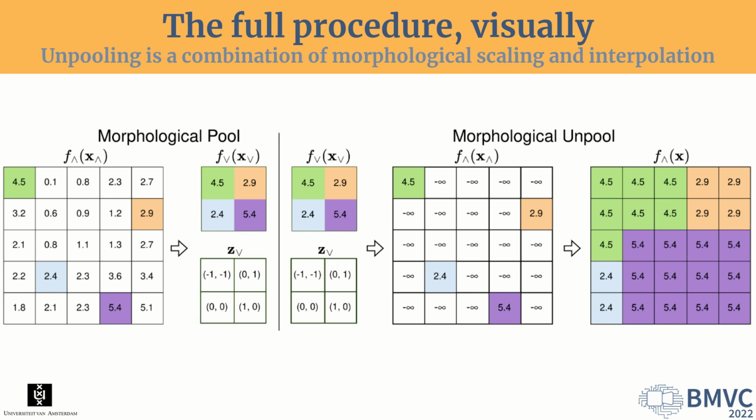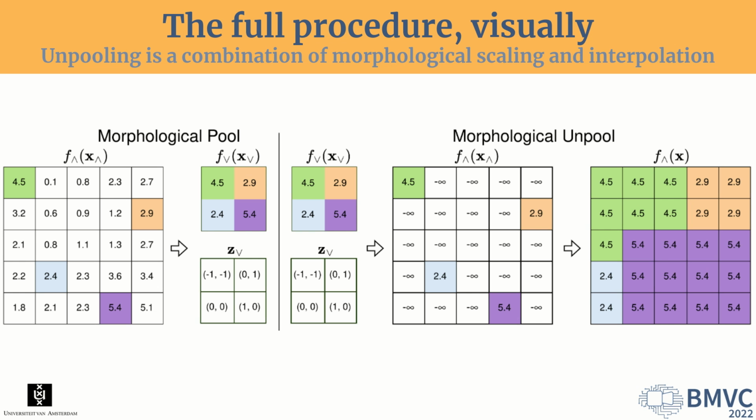And here's what that looks like visually. On the left we've got the morphological pool, the generalized MorphPool, and on the right we've got the morphological unpool, which is the associated upsampling operation, which I'll discuss in a minute. So to start on the left, we've got a 5x5 image patch, and we're tasked with downsampling it by a factor of 2. Unlike MorphPool, we're free to use a 3x3 overlapping set of windows, which is what we'll do.